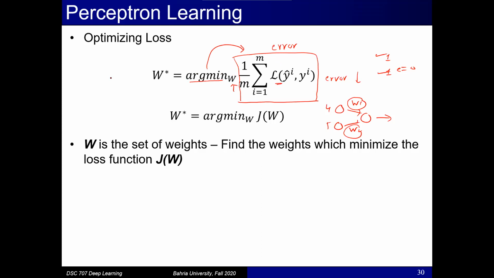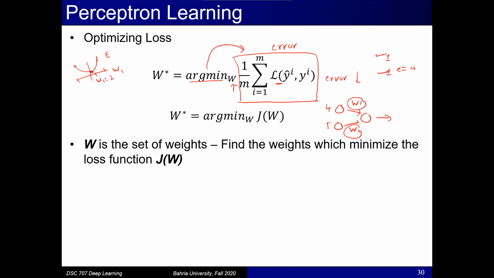A little while back, in response to a query, I was telling that, for example, suppose this is my error, and I have only one weight, this is w, or let's call it w1. So you see, if I pick this value of w1, my error is here. If I pick this value of w1, error is here. But if I pick this value of w1, say this value is 2, I have the lowest error.